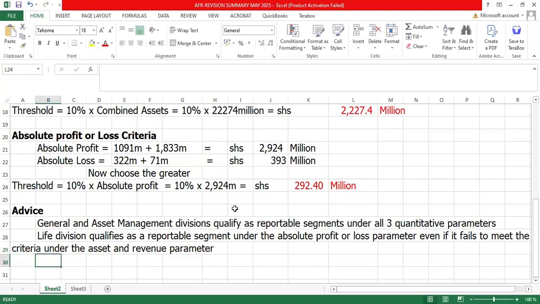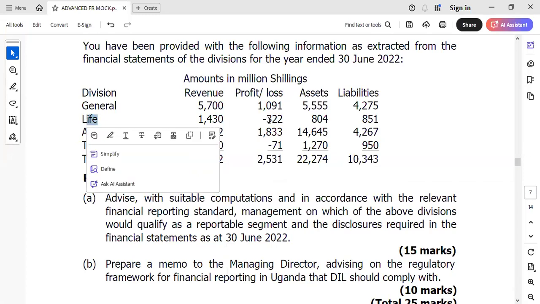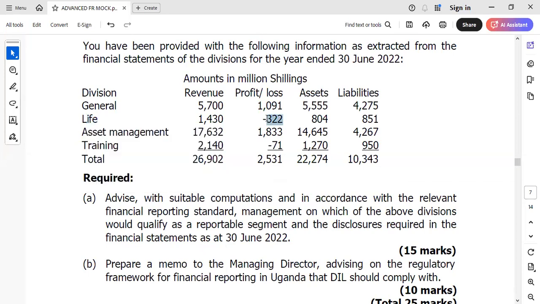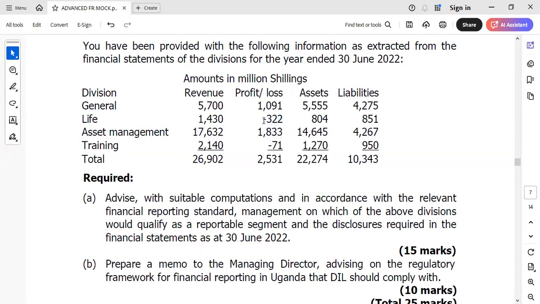So when you observe your life division, remember with the absolute profit or loss parameter, our threshold is this one. When you go back to your computation, you see that under profit or loss, your life division is 322. This figure is above the threshold. Don't look at the sign, colleagues, okay? This one will not qualify because it's below the absolute profit threshold, okay?